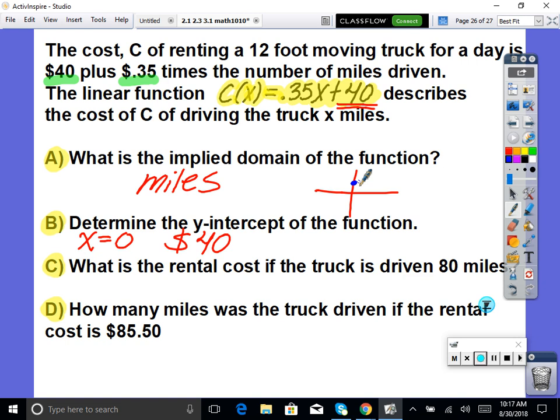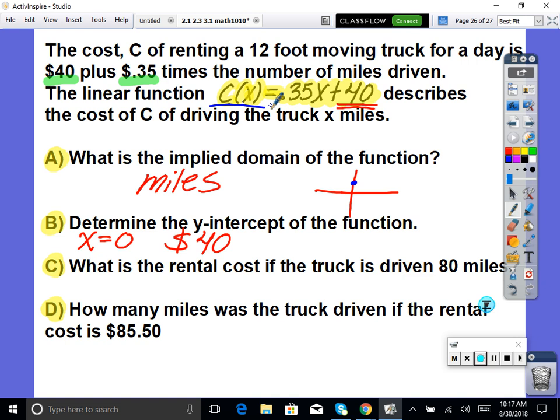What if on D it says, how many miles was the truck driven if the rental cost was $85.50? Where would I plug that one in? Where C is, and then, no, not where x is, right? This is the cost. You guys see? This is the ending amount. And then you'd solve for x. Well, you're just doing it in your head, but you're doing the math.